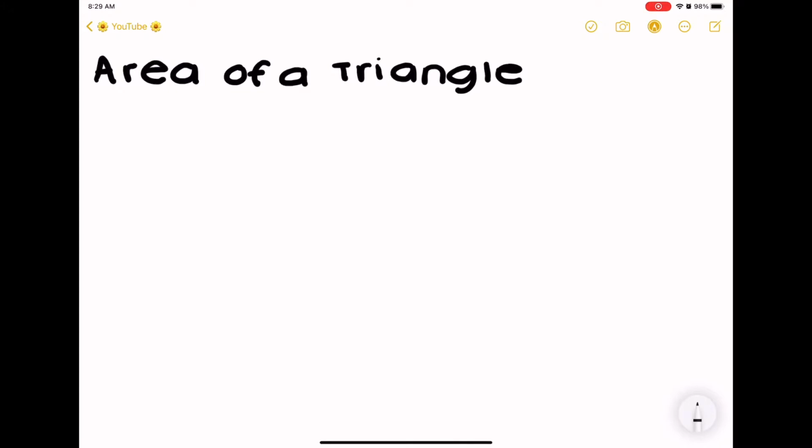In today's video, we'll be learning about the area of a triangle. This is a bit of a simpler lesson, so it's mainly going to consist of practice problems, but without further ado, let's head on straight into this video.